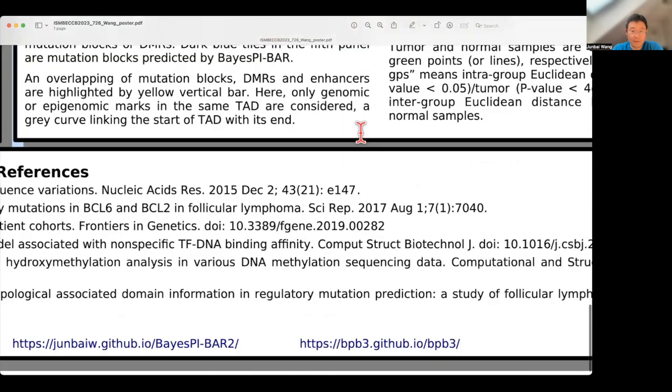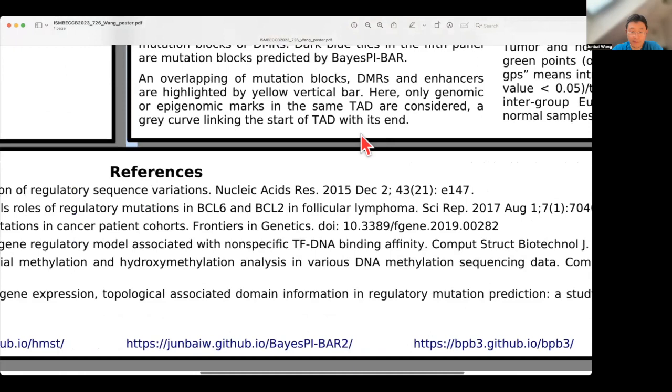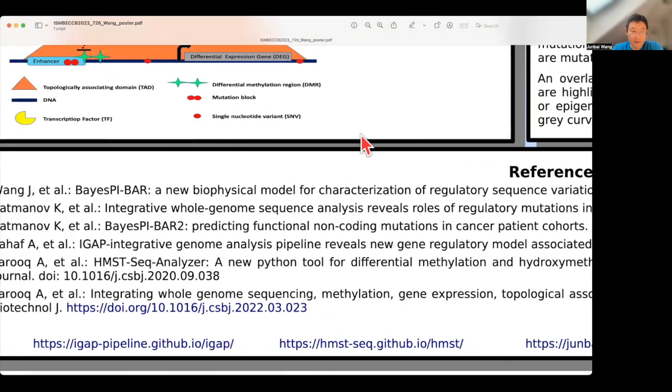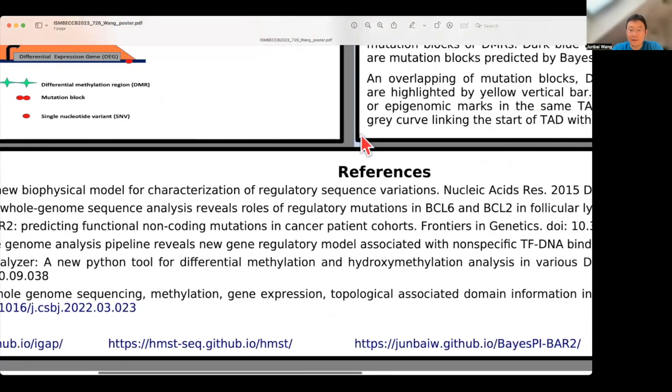Okay, more information about this work will be available on our online website and publication here.